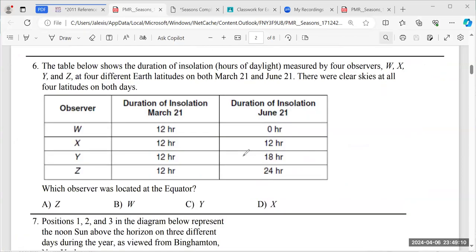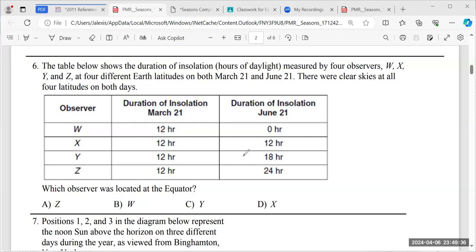All right, number six. Number six says the table below shows the duration of insolation, hours of daylight, measured by four observers, W, X, Y, and Z, at four different latitudes on both March 21st and June 21st. There were clear skies at all four latitudes on both days. Which observer was located at the equator?